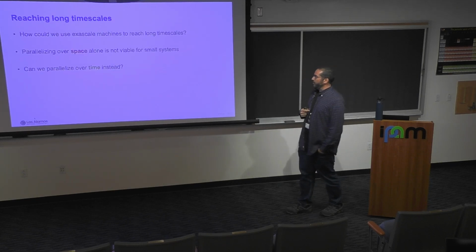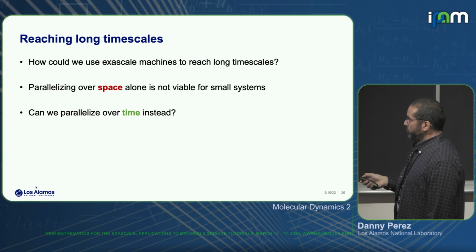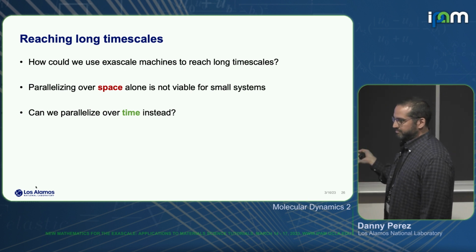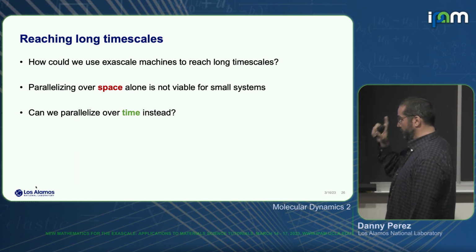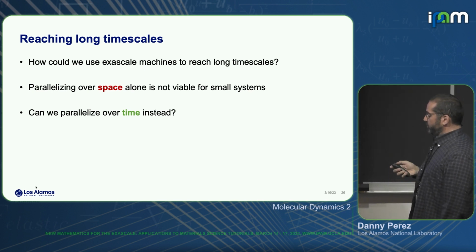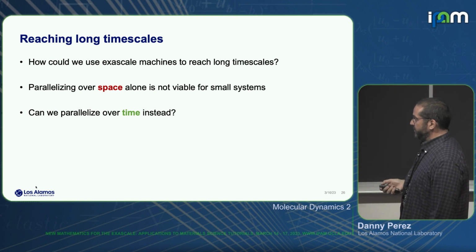Okay, so how can we rethink our whole algorithms to reach longer timescales? So parallelizing over space is out. What I want is to parallelize 10,000 atom, 100,000 atom, something, but just push this to very long timescale. So since we cannot parallelize over space, we're going to have to parallelize over something else, and the only thing left is time.